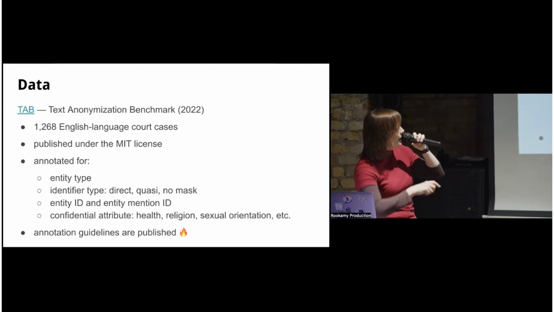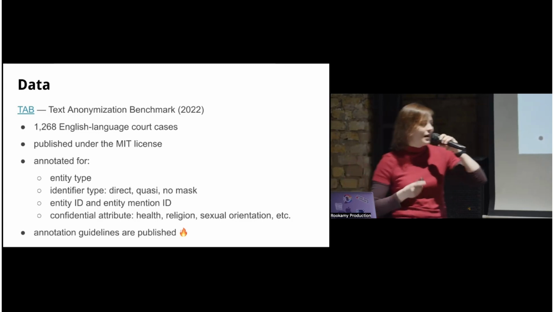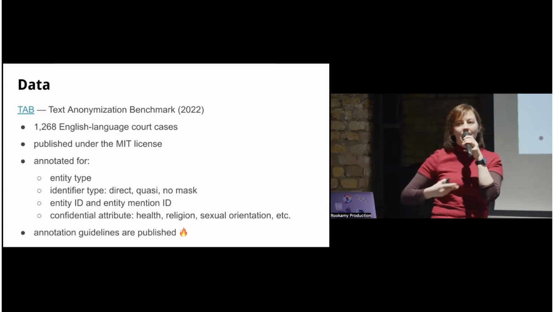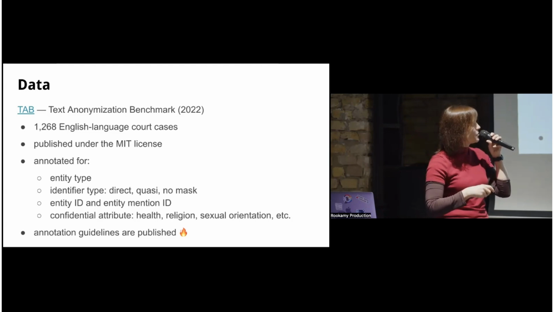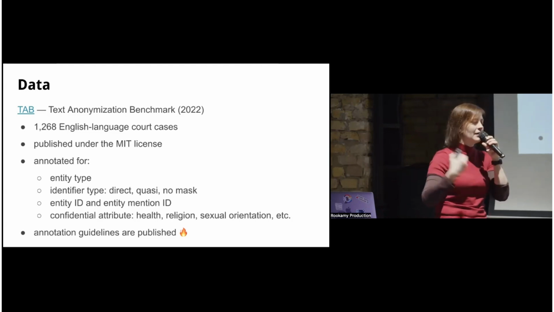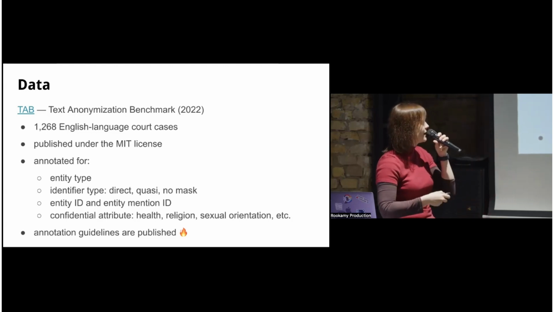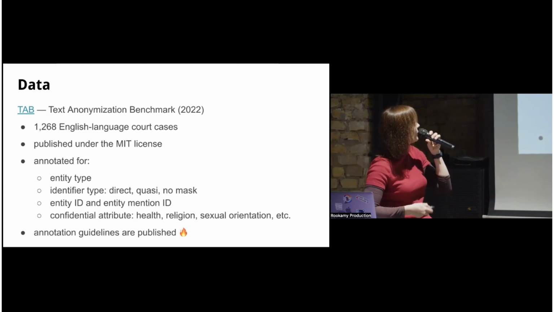It has entity IDs and entity mention IDs, right, if the entity is mentioned multiple times. And they even asked the annotators to annotate these entities for confidential attributes. These are the attributes that GDPR identifies as ones that can be used to exemplify bias, which helps analyze this data set, for example, whether individuals of a specific religion get specific sentences in the courts, whether there's any bias against a specific religion, specific health issues, specific sexual orientation, and so on and so forth.